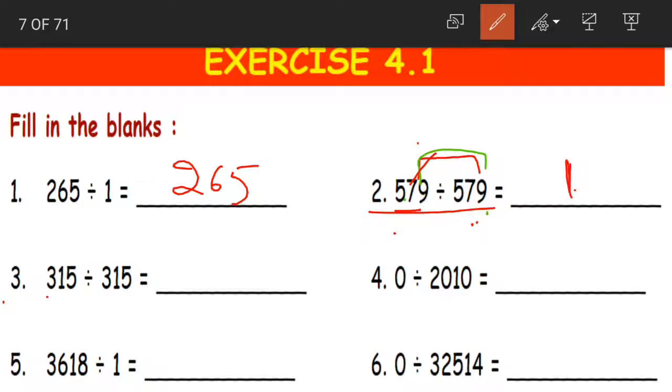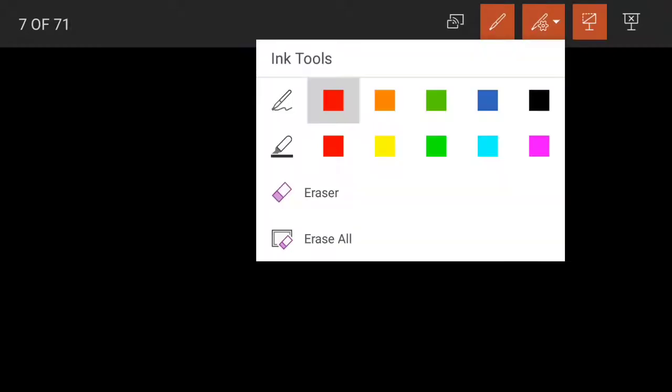Coming to question 3. 315 divided by 315. Again, just like question 2, we are dividing the number by itself. Then what will be the answer? 1. Yes, 315 into 1 is equal to 315. Coming to question number 4 here. 0 divided by 2010. Again, if you feel that it is a very big number, take 0 divided by 2.